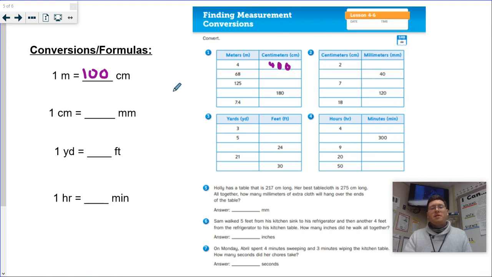Number 2, millimeters to centimeters. I know that there are 10 millimeters in 1 centimeter. So this would be 20. If I have 2 centimeters, 2 times 10 equals 20. Then yards to feet. I know that in 1 yard, there are 3 feet. So if I have 3 yards, 3 times 3 is 9. So that's going to be a 9. Finally, minutes to hours. I know that there are 60 minutes in 1 hour. So if I have 4 hours, 4 times 60 equals 240.